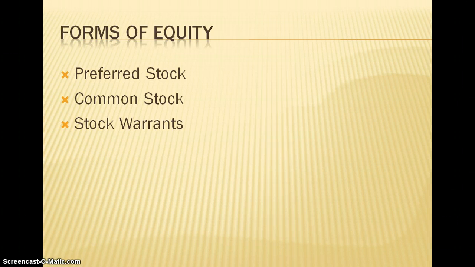Now when you look at equity, there are three major forms of equity. Most people have heard of common stock. That's the stock that gives people voting rights to control the board of directors and steer the company in the manner that the majority of stockholders want the company to move, in the direction they want the company to move in. But there's also preferred stock.